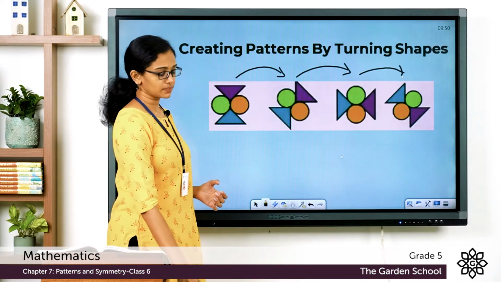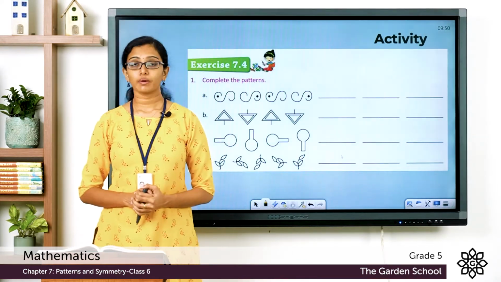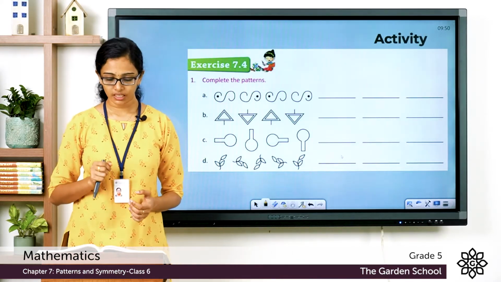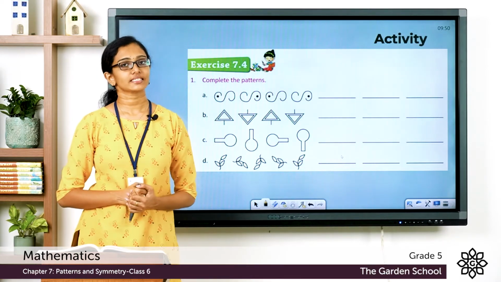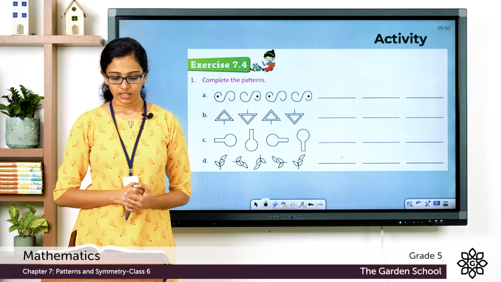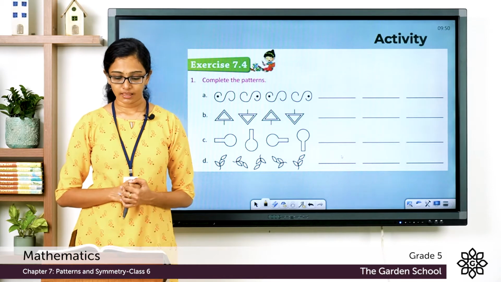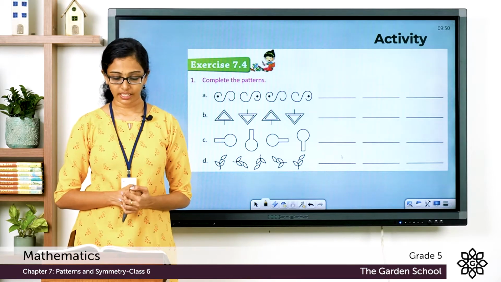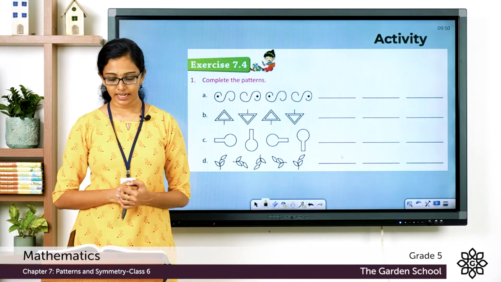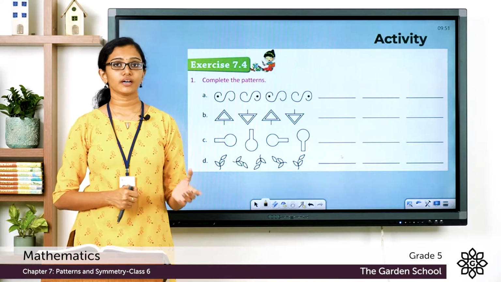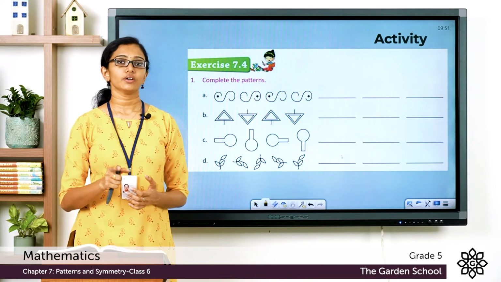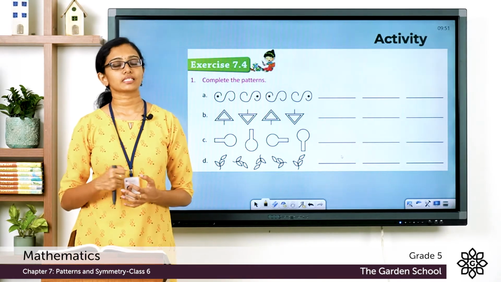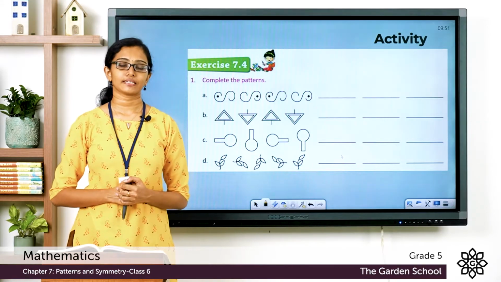Now we'll do one activity. Page number 123 in your textbook. You can see the exercise 7.4. You see the first question, complete the patterns. And you are given a set of 4 patterns there and you are given the first 4 images in the pattern. You are supposed to complete the next 3 images in the pattern.